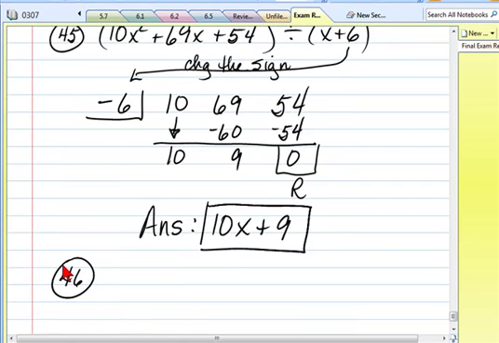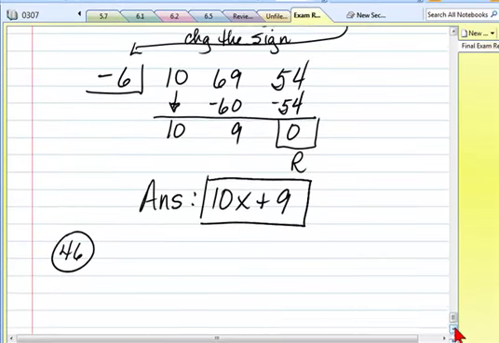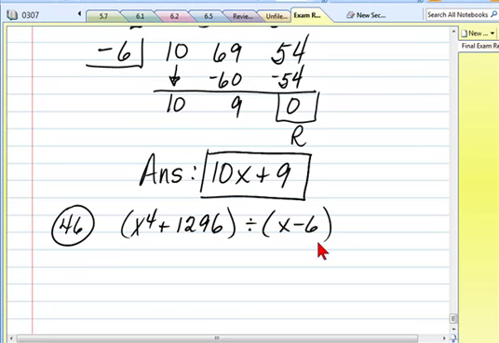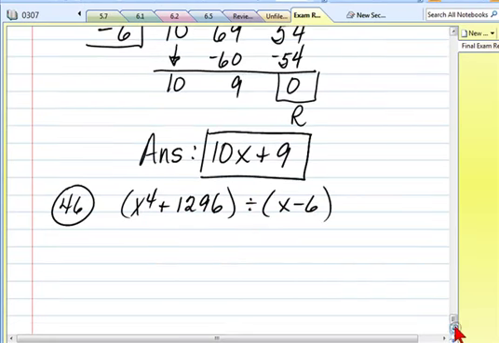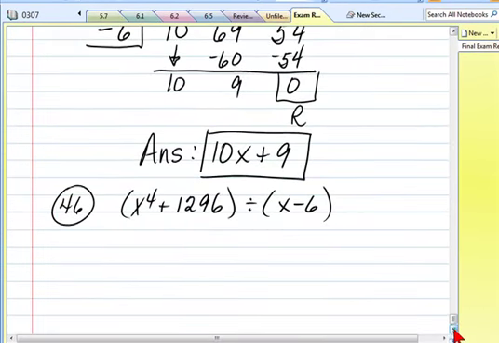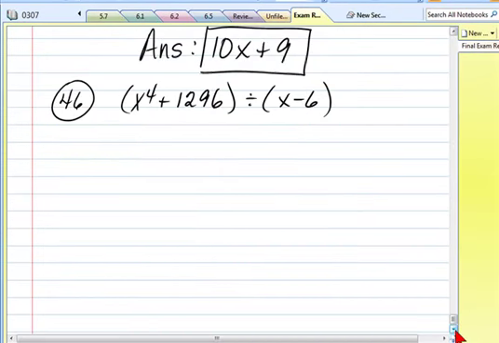And I did those synthetically also. That typically is the favorite method. All right, so I have x to the 4th plus 1,296, and I'm supposed to divide it by x minus 6. I'm going to do this one synthetically also, if I could just keep it on the screen.